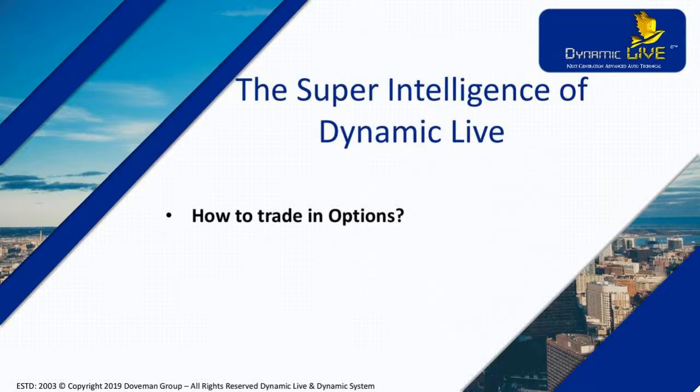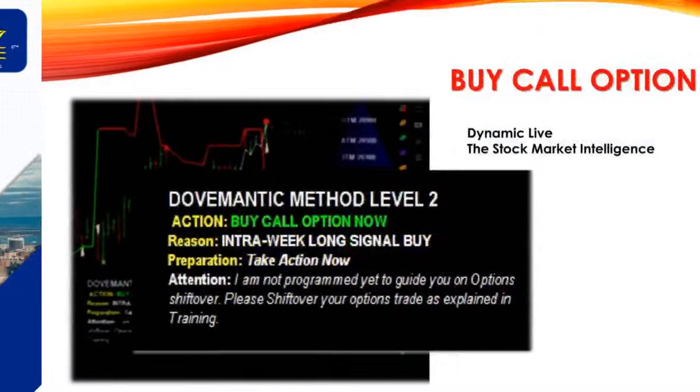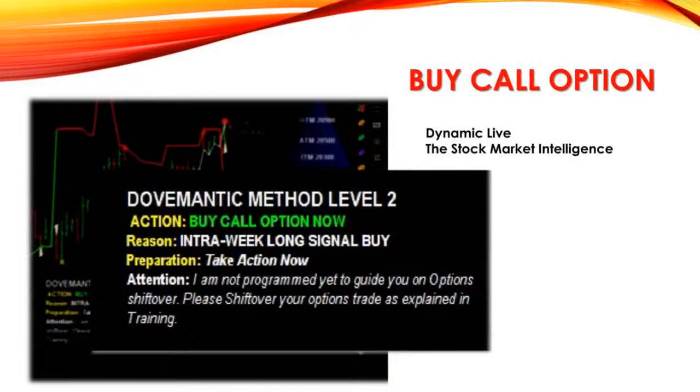If you have decided to spend your time earning, then you are at the right place because Dynamic Live today is the one and only platform in the whole world which can automatically identify and tell you how to trade in options, when to trade in options, and what to trade in options. So whenever the Dynamic Live feels that the price is about to increase, then here under the Daumantic method level 2, in the action information, it will be very clearly written as buy call option now. So it is directly telling you to buy a call option. Similarly, if it feels that the price is about to decrease, it will be written as buy put option now. So it is directly telling you to trade in options.